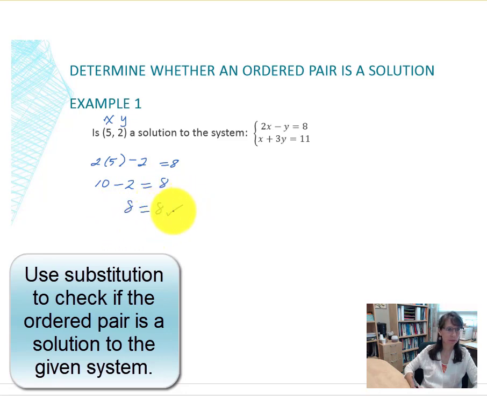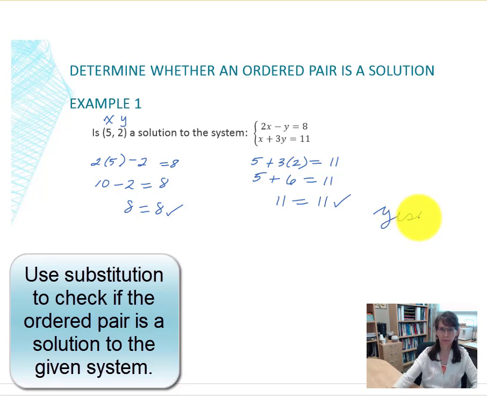That's true. That's good. Now we'll substitute 5 and 2 into the second equation. So x is 5 plus 3 times the y value of 2 equals 11. 5 plus 6 equals 11. Here we have 11 equals 11. Since the ordered pair (5, 2) works in both of the linear equations, the answer is yes, (5, 2) is a solution to the system. So in order to be a solution, it must work in both of the equations.